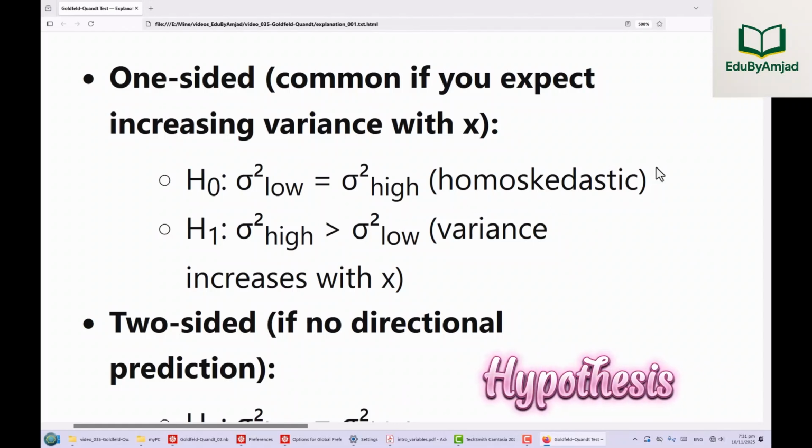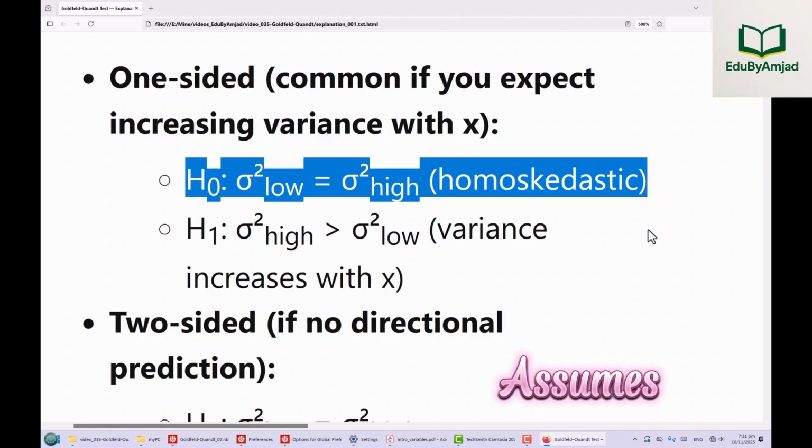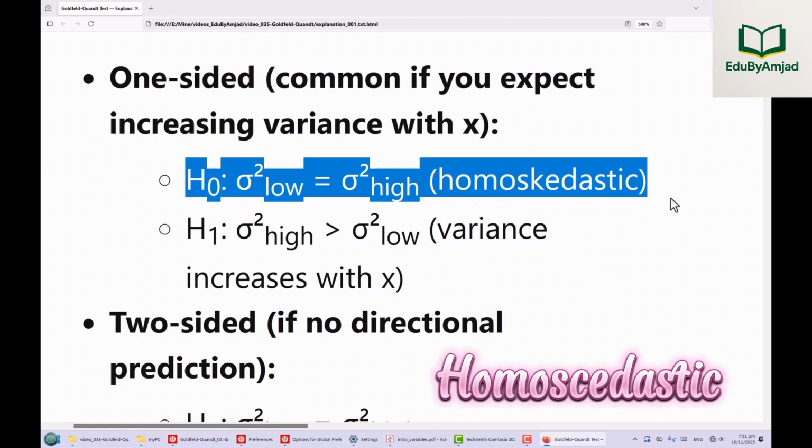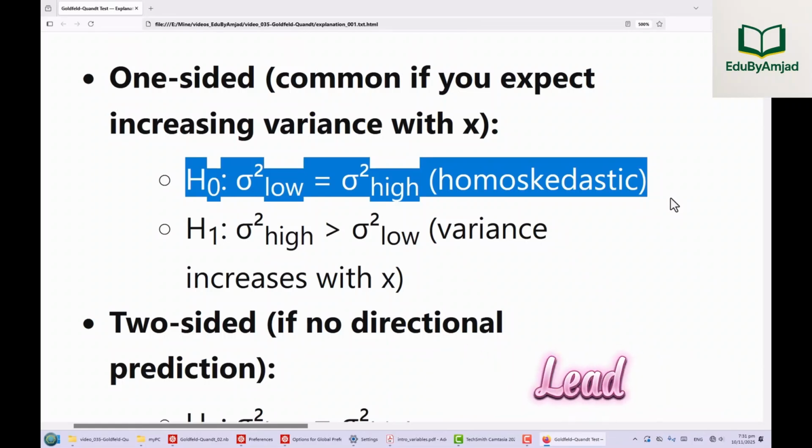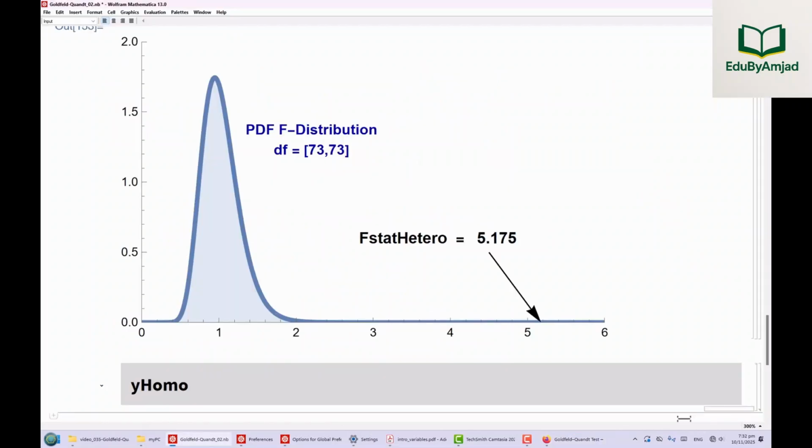Under the null hypothesis, the Goldfeld-Quandt test assumes that both groups have the same error variance, in other words, y-hetero would be homoskedastic. Let's now see if our results lead us to reject that assumption. We define the F distribution with 73 by 73 degrees of freedom, since two regression parameters were estimated from 75 observations in each group.